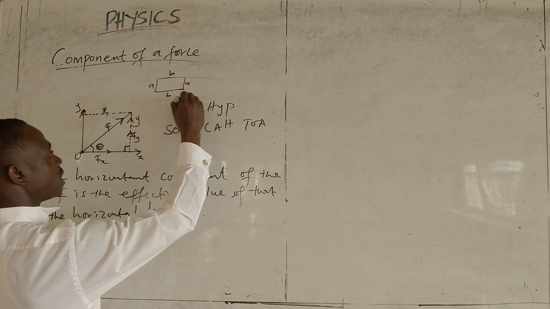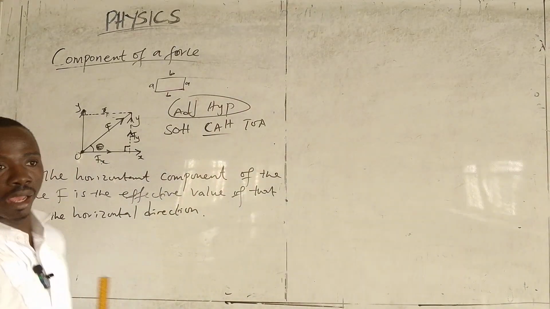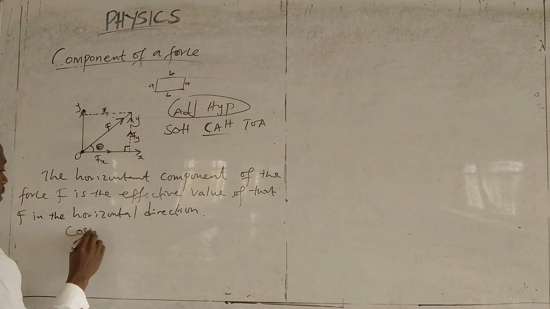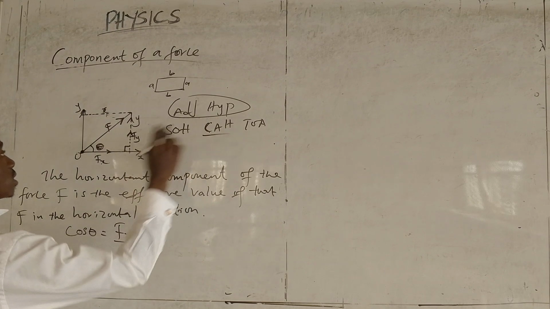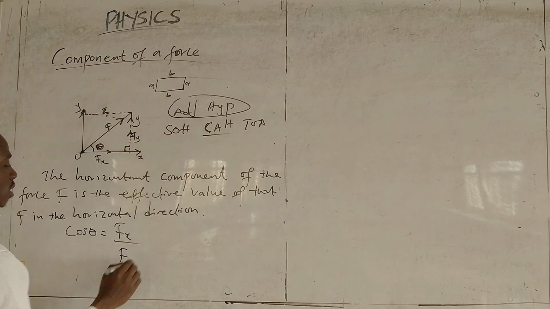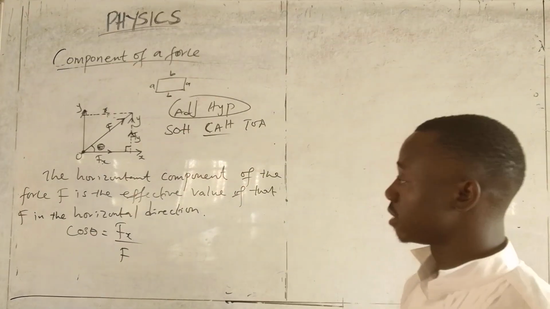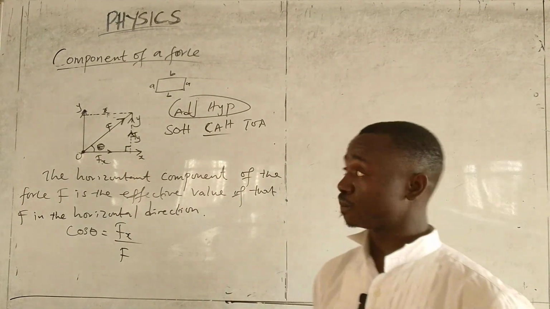SOHCAHTOA. Adjacent and hypotenuse, that's cos theta. So we have that cos theta equals adjacent, that's Fx, over hypotenuse, which is F. Now make Fx the subject of the formula because it is Fx we are looking for.